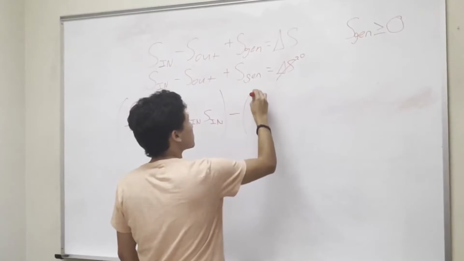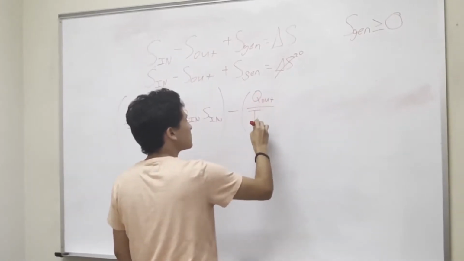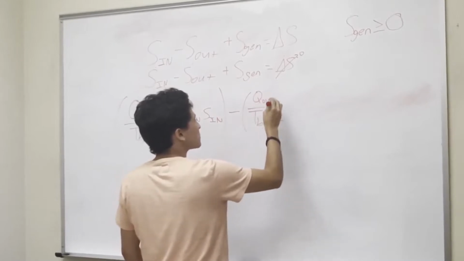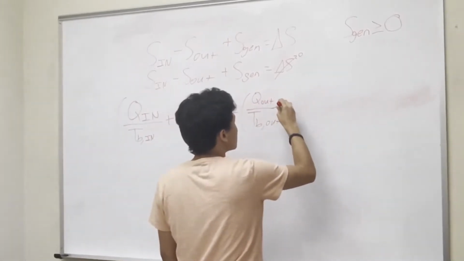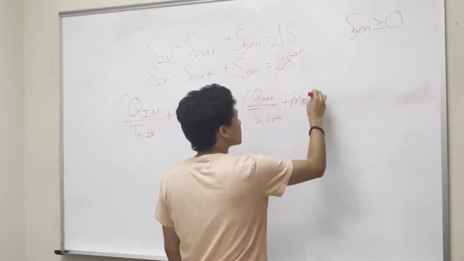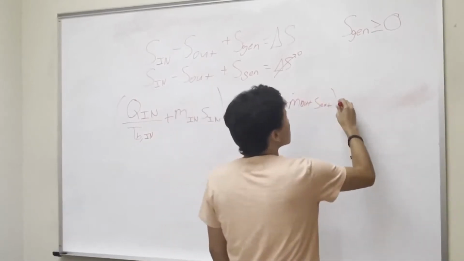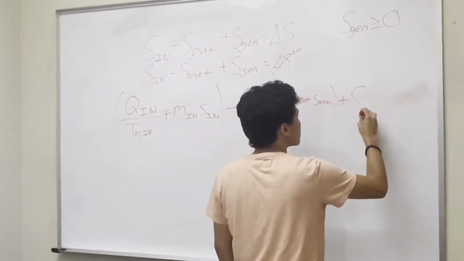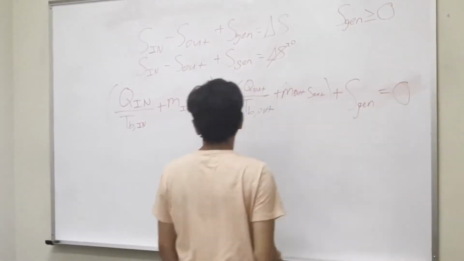And then here we have the same, but for going out. Heat flow going out over the temperature of the boundary at the point where it goes out, plus the mass flow going out times the specific entropy going out, plus our S generated, and now it's equal to 0.